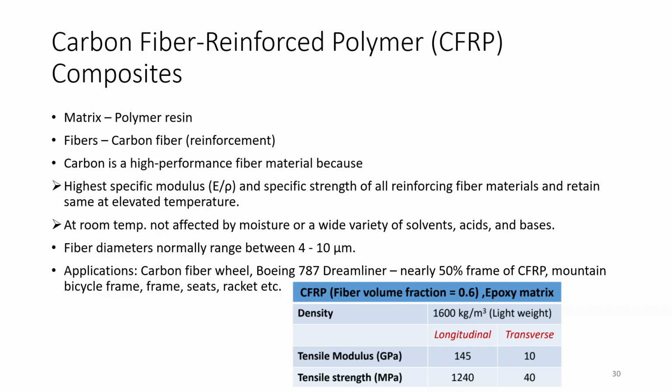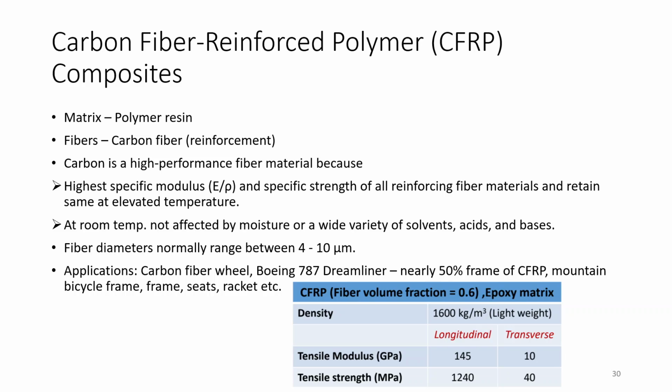CFRP, carbon fiber reinforced polymers. In this case, the matrix will be made of polymer resin and the fibers will be made of carbon fiber. Carbon is a high performance fiber material because it has the highest specific modulus, which is modulus divided by density, and specific strength of all reinforcing fiber materials, and they retain this at very elevated temperatures also. And at room temperature, they are not affected by moisture, and also they are not affected by a wide variety of solvents, acids and bases.